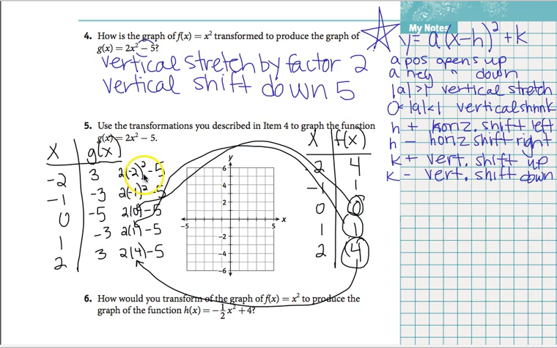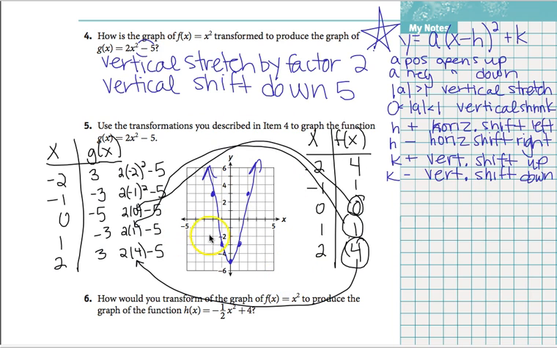So this one does not say we have to graph the parent function, just the transformation. So we're just going to plot these points. So negative 2, 3, be right here. Negative 1, negative 3. 0, negative 5. 1, negative 3. And 2, 3. And so make sure the bottom is rounded. Don't let it be pointy. And there is our transformation.